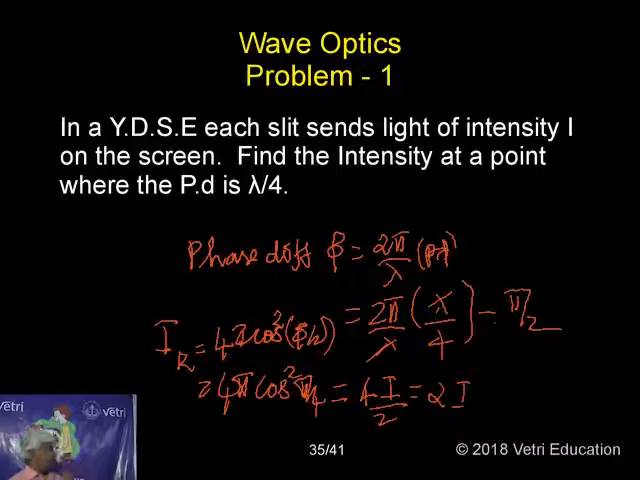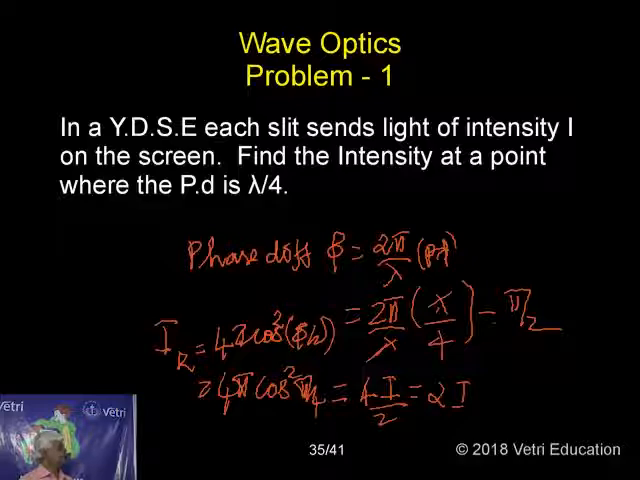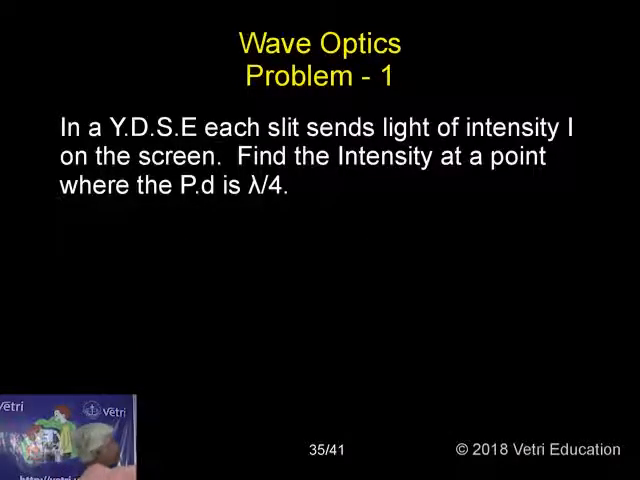So, in Young's double slit experiment, each slit sends light of intensity I on the screen. Find the intensity at a point where the path difference is lambda by 4. If the path difference is lambda by 4, automatically the intensity of light is twice the incident light. This is our first type of problem.